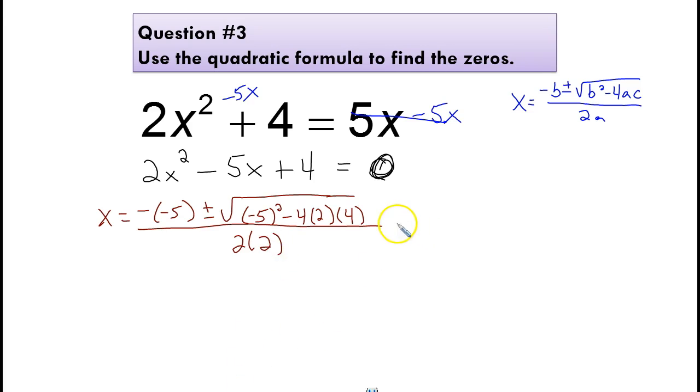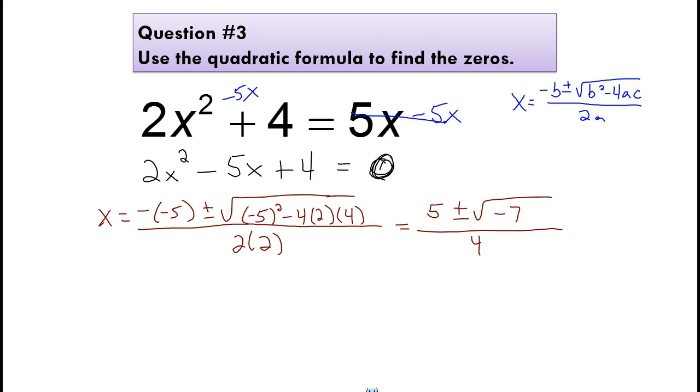All right, so as we clean this up, the opposite of negative 5 is positive 5, plus or minus. All of it's going to be over, both the left side and the right side of the plus or minus, over 2 times 2, which is 4. And I need to find the discriminant, which is negative 5 squared, positive 25, minus 4 times 2 times 4. And I just like to put this all in my calculator at one time. I can usually do it in my head if I really want to, but if I have a calculator handy, I might just throw it in the calculator. I get negative 7. So 25 minus 4 times 2 times 4 is negative 7.